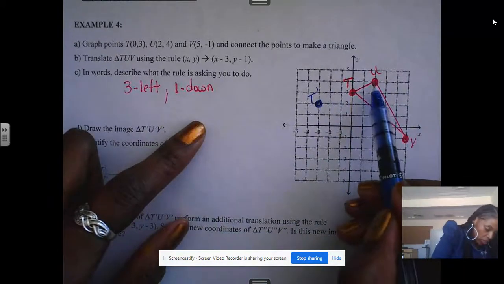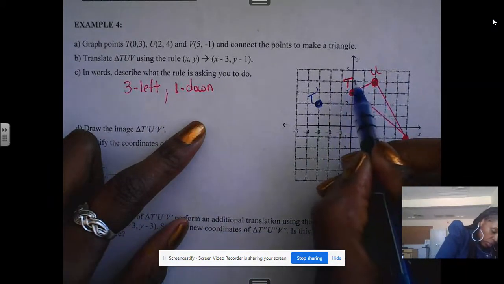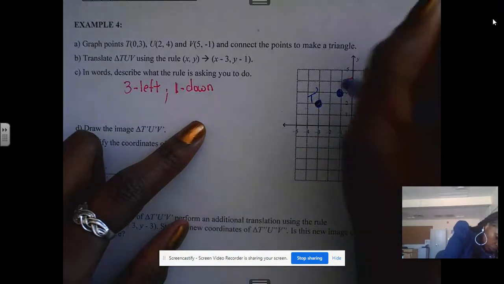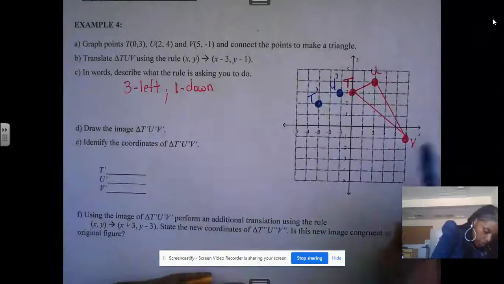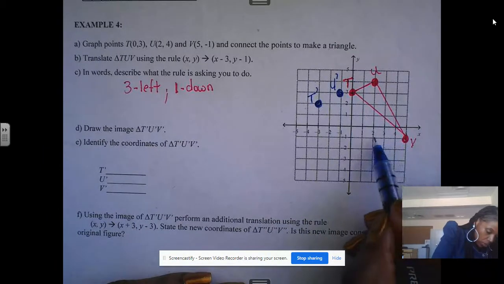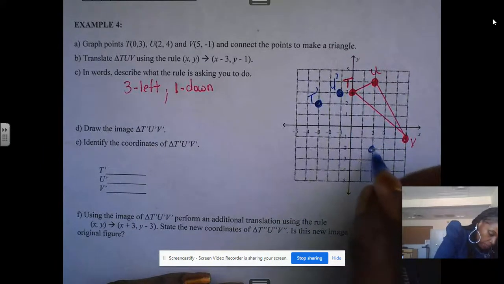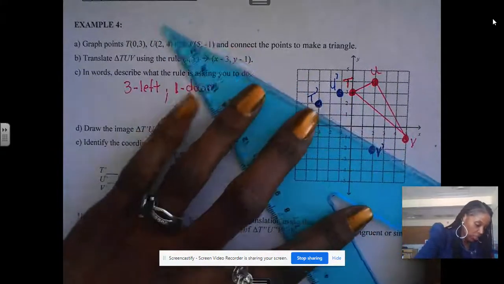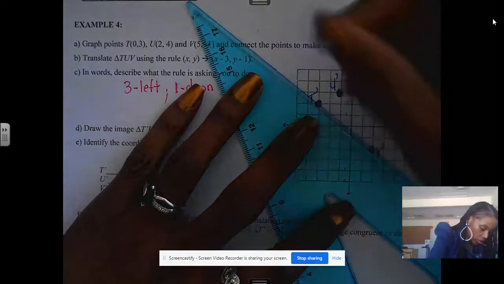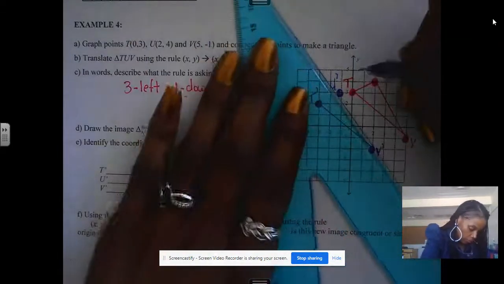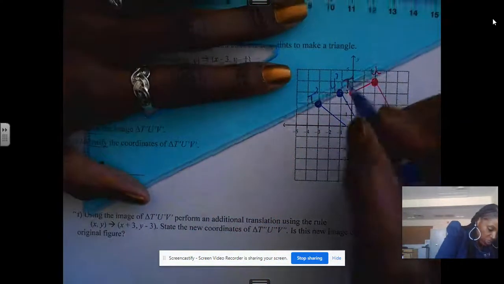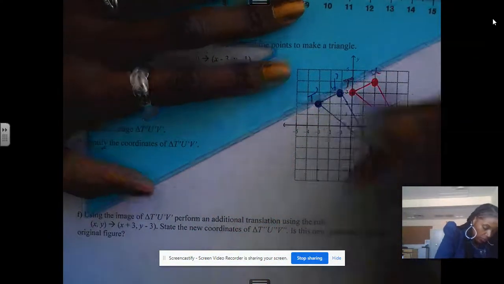And then I'm doing my U, 3 to the left, 1 down, 1, 2, 3, 1 down. That gives me my U prime. And then 3 to the left, 1, 2, 3, and 1 down. And that's going to give me my V prime. And I'm connecting it with my straight edge. So same is congruent. Everything's still equal.